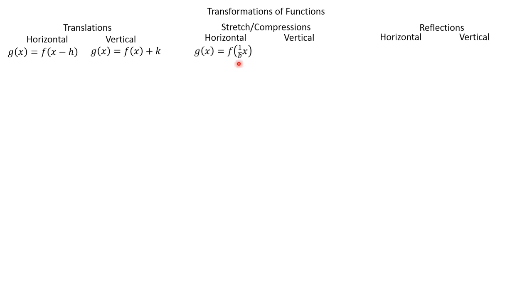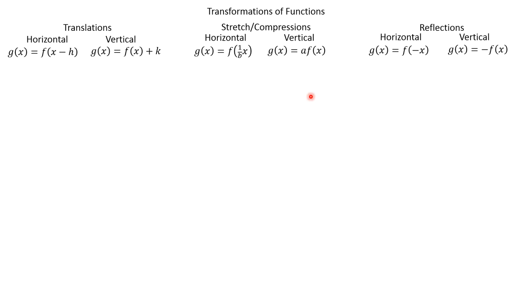Stretches and compressions, horizontal, f of 1 over b times x. Remember, it's backwards, just like this is minus h. And again, we replace the x with the 1 over b times x. Vertical, we just multiply the function by a number. And then reflections, horizontal, across the y-axis. We make the x negative, replace all the x's with negative x's. And vertical, we just make the function itself negative. And vertical would be across the x-axis.